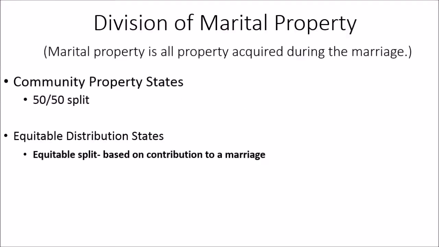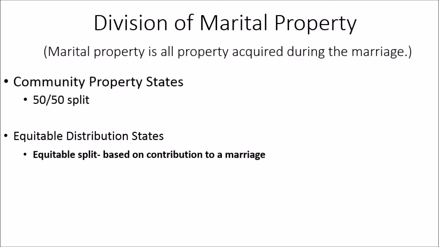The next issue in divorce law is the division of marital property. And other than child support, custody, and visitation, this is probably the most sophisticated part of divorce law. Now, you have to focus on what's called marital property. Marital property is all property that was acquired during the marriage.